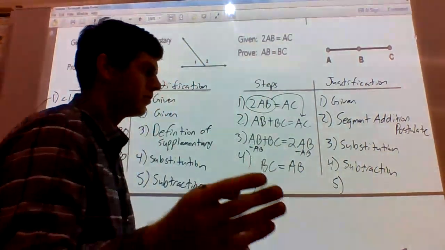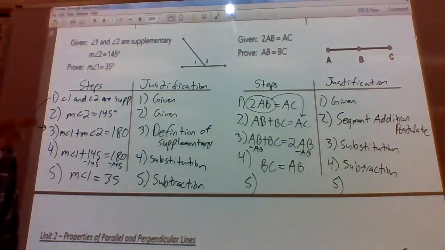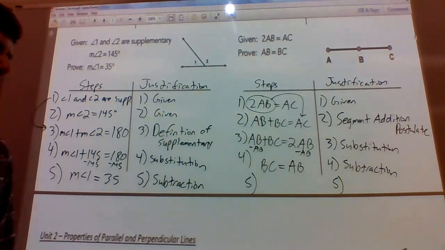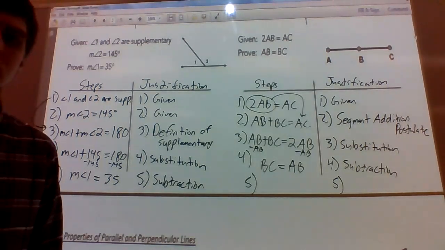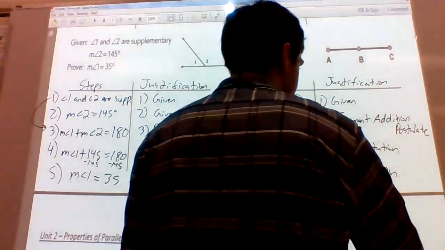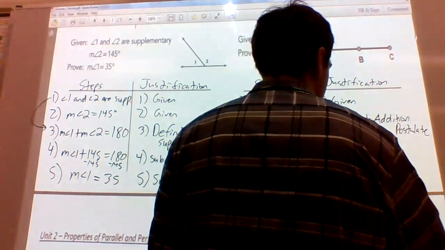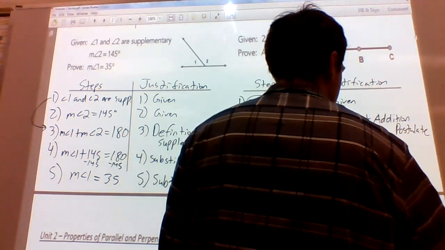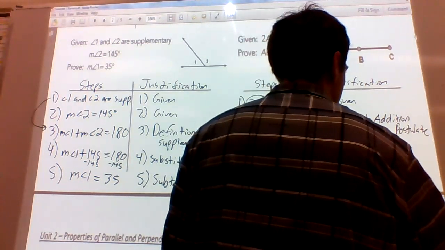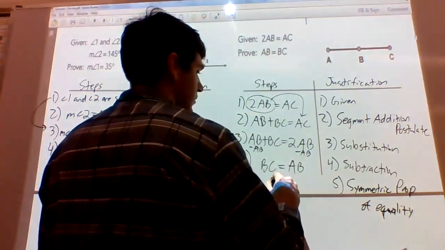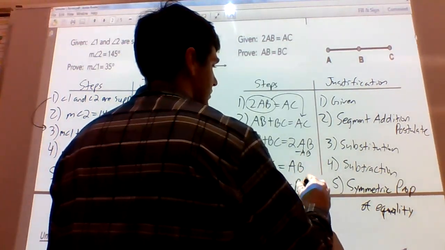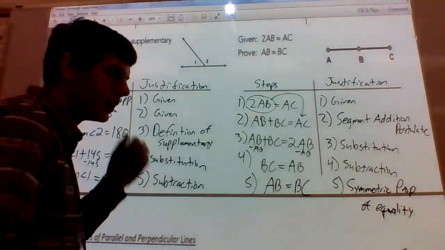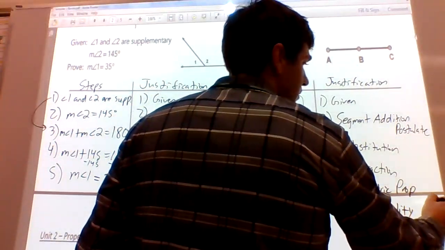Okay, that's fine with me. BC equals AB, we can stop there. But if we want to be very precise, we then have to use the symmetric property of equality. And we say that AB is equal to BC. We just switch them around the other way. And there our proof is done.